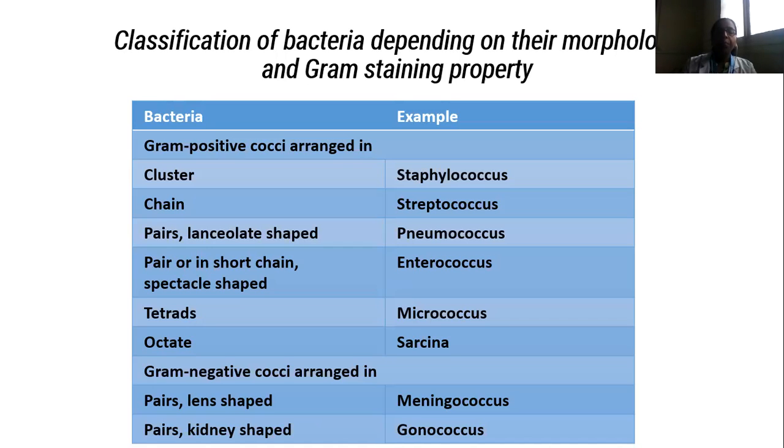Gram-negative cocci arranged in pairs: lens shaped is meningococci and kidney shaped is gonococci. These two are gram-negative cocci.